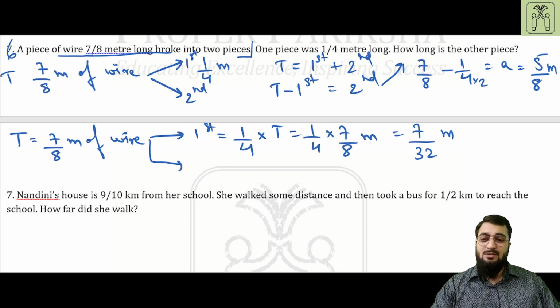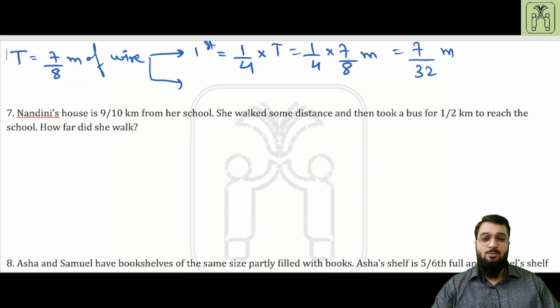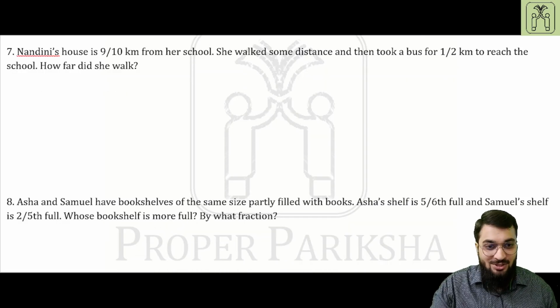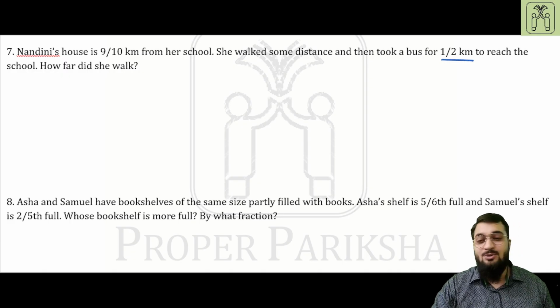So question number 7 says that Nandini's house is 9/10 kilometer from her school. She walked some distance and then took a bus for 1 upon 2 kilometer to reach the school. How far did she walk? Here also you can change the question by saying that she walked some distance and then took the bus for 1 upon 2 of the total distance. That can also be said, but here it is 1 upon 2 kilometers. So you need to read the questions properly.